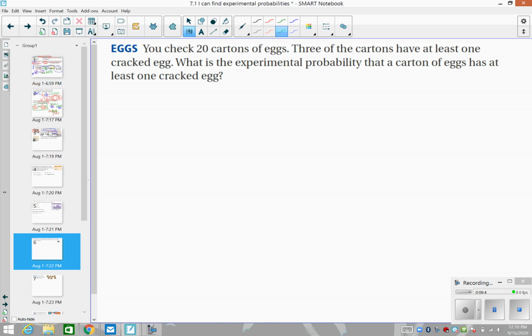You should be doing it. You should be pausing the video and trying this. Come on. It's your journey. All right, coming back now. You check 20 cartons of eggs. So I always do that when I'm buying my eggs. I open the eggs and see if any are cracked. Of course, I don't want to purchase them then.